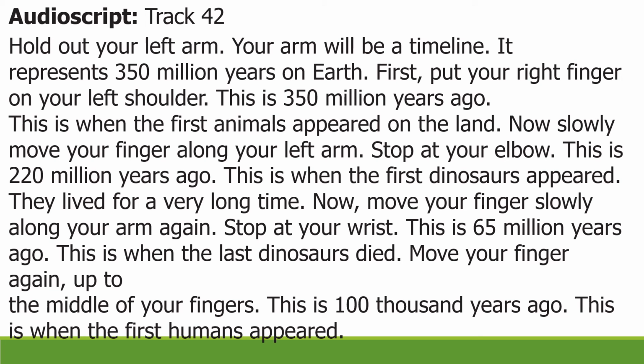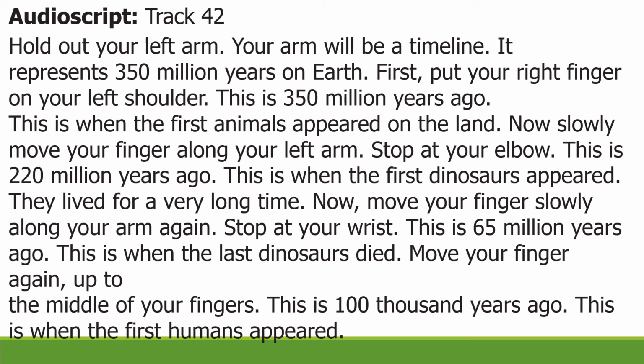So now move your finger slowly along your arm again. Keep moving it down to your wrist. Move it to your wrist. That's 65 million years ago now. Now, this is when the last dinosaur died.